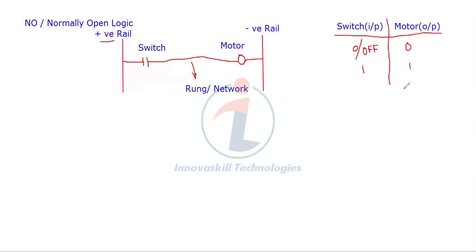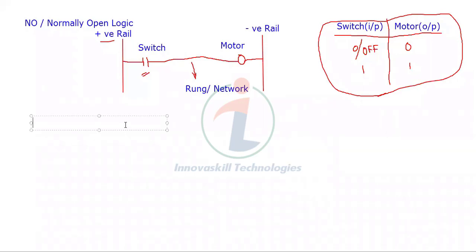So this is how the input and output conditions will be executed in normally open logic, that is, if the element you're using is a normally open contact. If a normally open contact is used in the program, this is how the logic will function. Now in case I use normally closed, that is NC, normally closed logic.